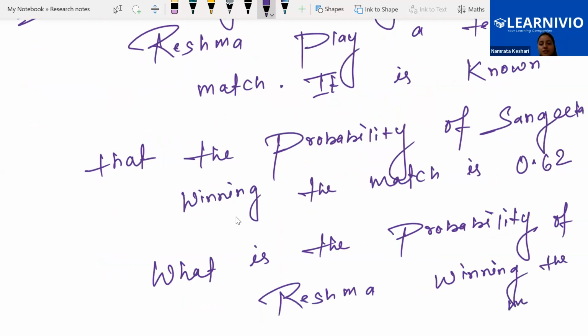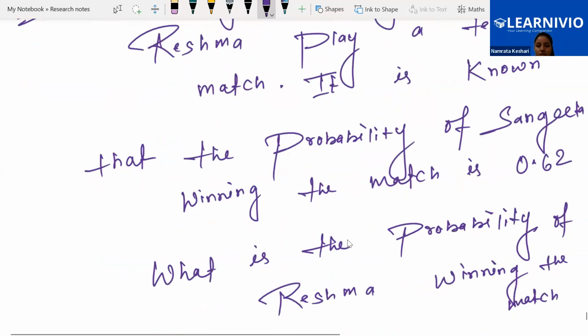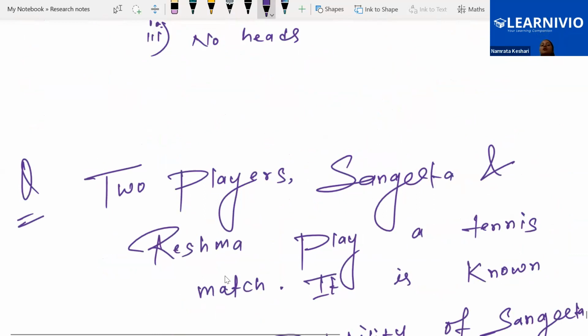Let's discuss it in detail. Okay, don't worry about the big question. Let's try to understand. Two players are there, Sangeeta and Reshma.